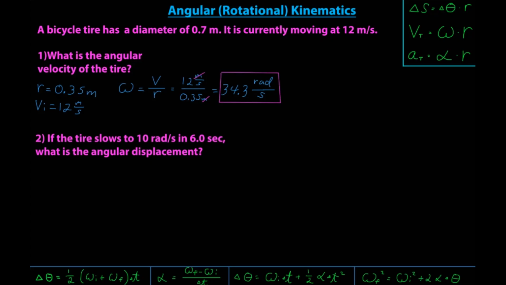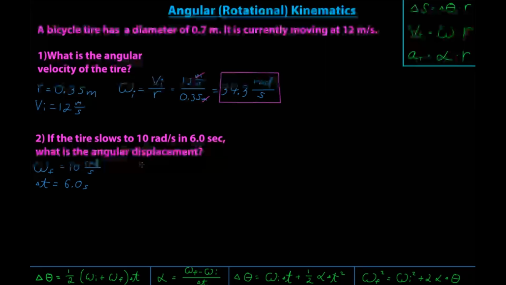2. If the tire slows to 10 radians per second in 6 seconds, what is the angular displacement? So first up, we have some new givens. The tire slows to 10 radians per second. Radians per second is angular. And since it slows to 10 radians per second, this is final, which of course makes our earlier one initial because we used initial velocity here. 10 radians a second. And we're given time, 6 seconds.